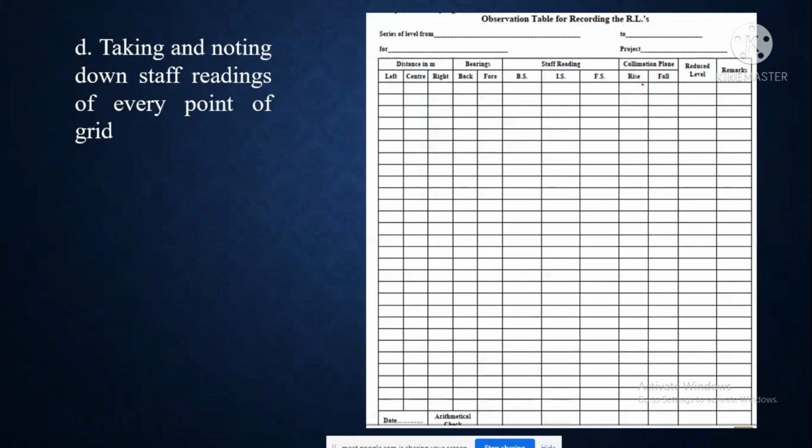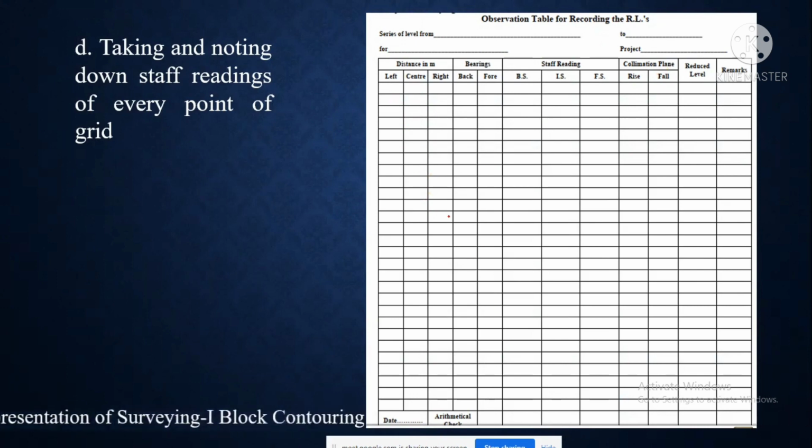Whether you are going to do the calculation with the help of the collimation plane method or the rise and fall method, reduced level, and whenever there is a change point, we will write the remark. So center, left, right. C0 will be the center, then correspondingly L10, L20, L30, L40, L50, then R10, 20, 30, 40, 50, likewise we will be covering.